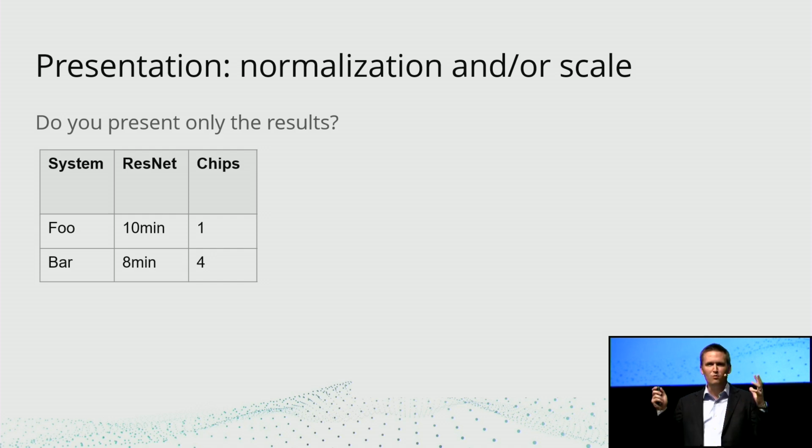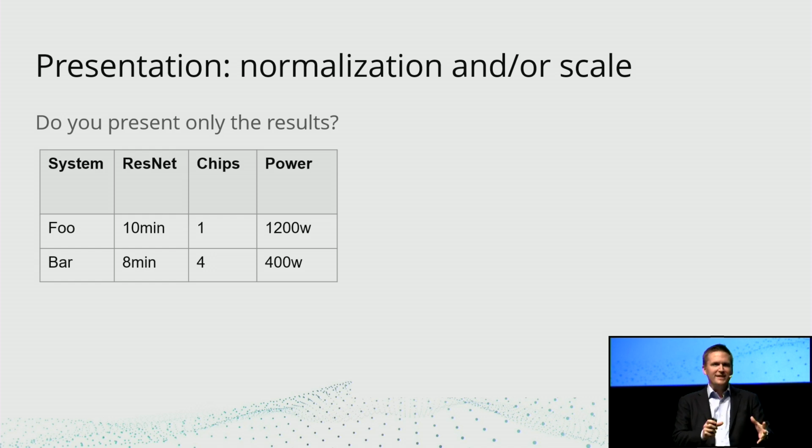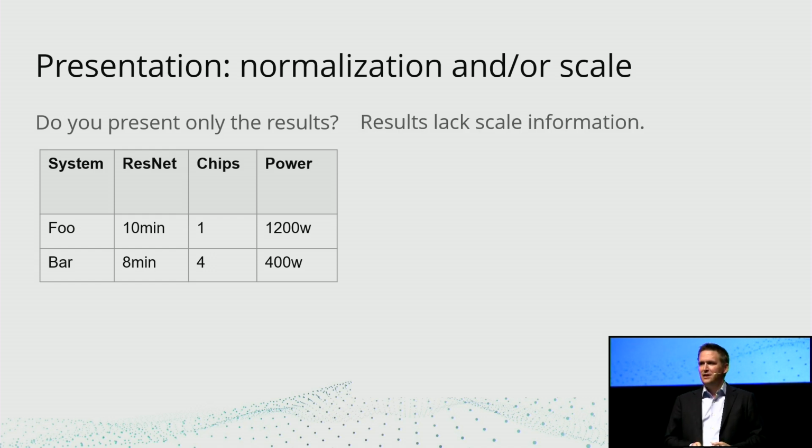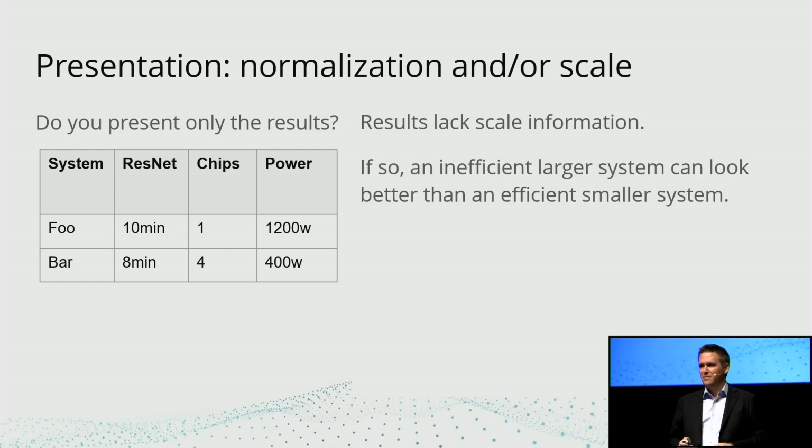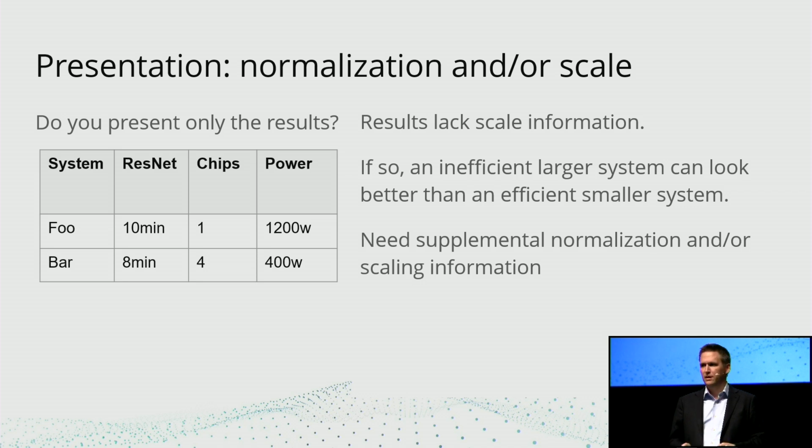But it turns out that that is a really monstrous chip. It consumes a heck of a lot of power. And so bar is actually the better system, right? So results alone lack scale information. They can distort what's really going on. So we need to provide supplemental information.